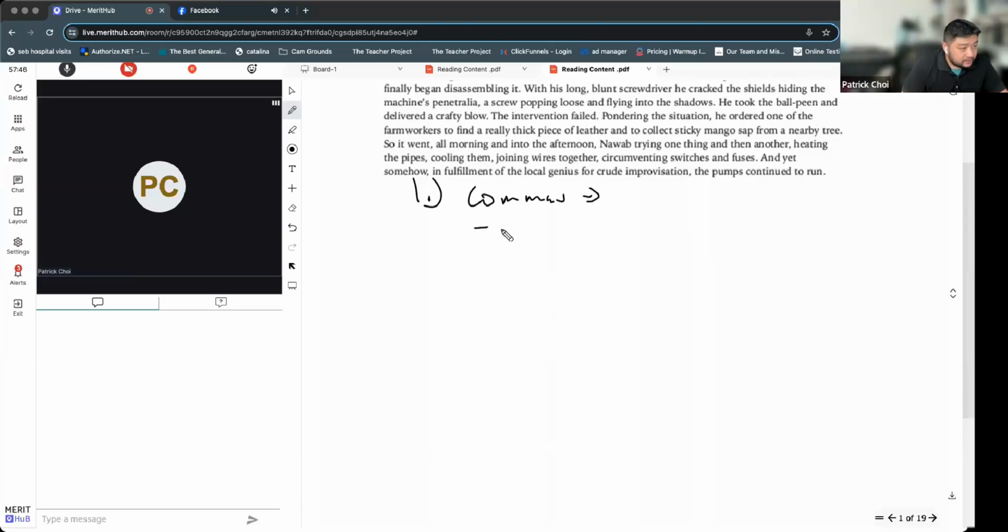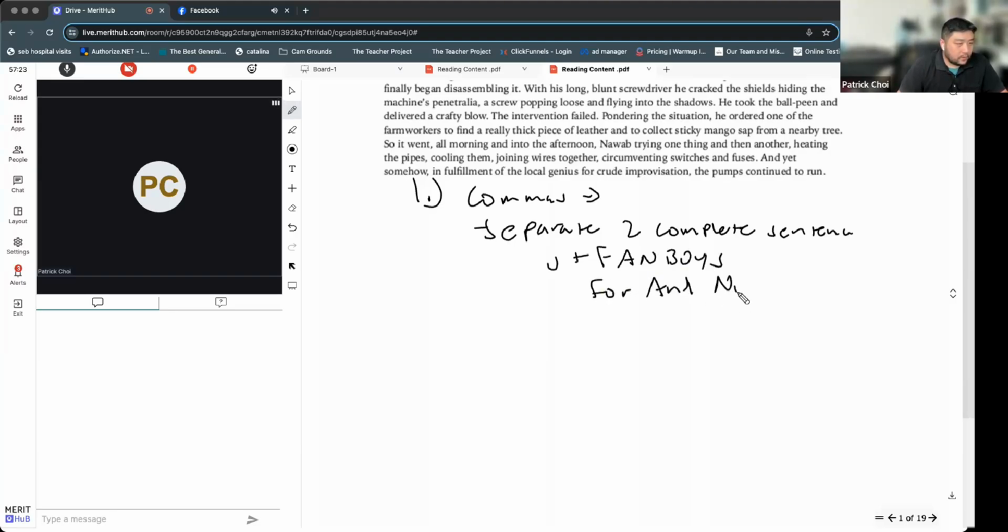One of the reasons to use a comma is to separate two complete sentences. You can do that by using the comma plus one of the FANBOYS. FANBOYS stands for for, and, nor, but, or, yet, and so. If you have a comma plus one of the FANBOYS, generally that means that what comes before is a complete idea, and what comes after it is a complete idea.